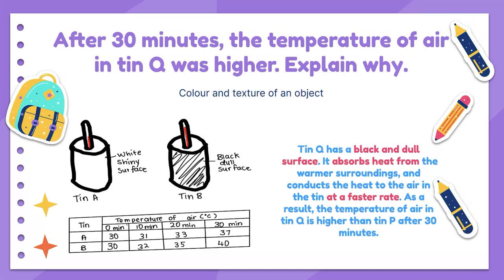Here's the question. After 30 minutes, the temperature of air in tin Q was higher. Explain why. Tin Q has a black and dull surface, it absorbs heat from the warmer surroundings and conducts heat to the air in the tin at a faster rate. As a result, the temperature of air in tin Q is higher than tin P after 30 minutes. As we have seen in the previous slide, black and dull surfaces absorb more heat, so we have to state that fact, and we have to state at what rate.